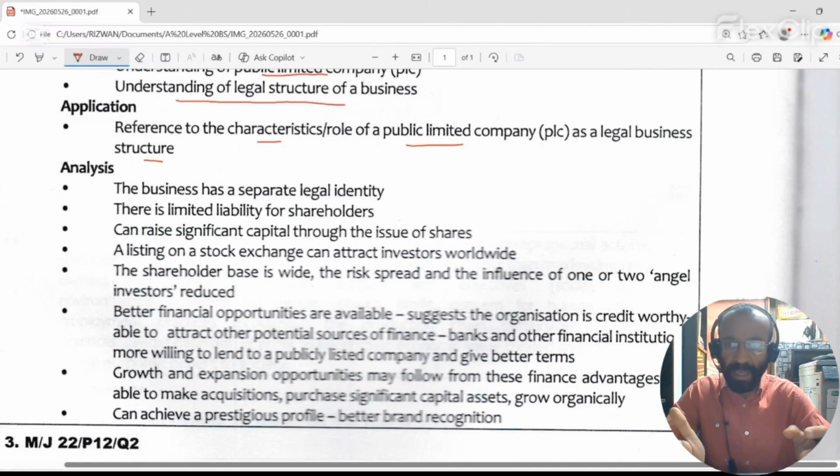First is acquiring assets. With the massive capital raised from issuing shares, the business can afford large scale capital expenditures such as buying property, building new factories, or investing in advanced technology. Second is organic growth. This influx of finance allows the business to expand its core operations naturally, by opening new branches, entering new markets, or developing new products, rather than relying on risky mergers or acquisitions.